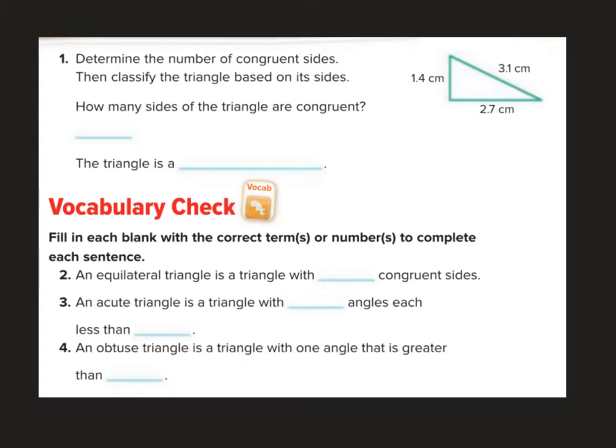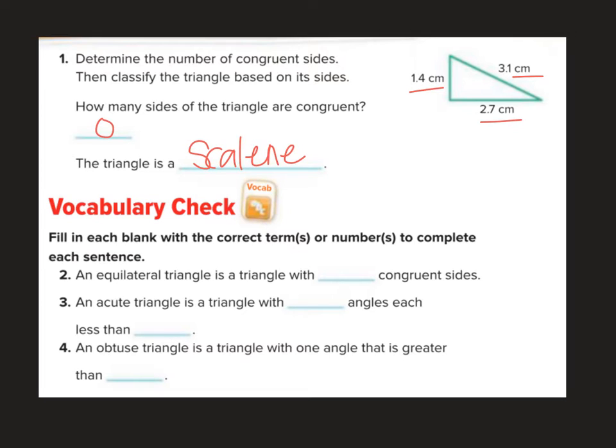Determine the number of congruent sides, then classify the triangle based on its sides. Okay, how many sides are congruent? 0. So that means this triangle is a scalene triangle.